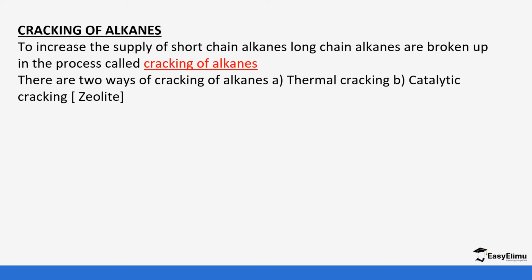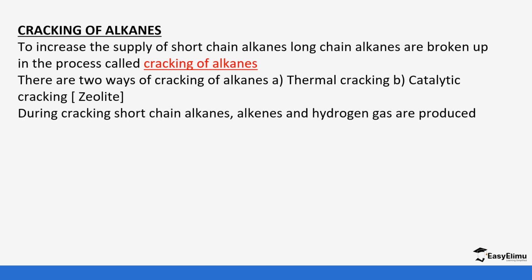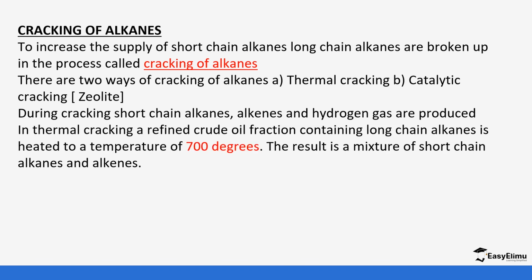Cracking is done in two ways. We have thermocracking and we have catalytic cracking. During cracking, short chain alkanes and alkenes and hydrogen gas are produced. Actually, when we discuss the sources of hydrogen, we said one of the sources of hydrogen is the cracking of long chain alkanes. So in thermocracking, a refined crude oil fraction containing long chains of alkane is heated to a temperature of 700 degrees Celsius, and then the resulting mixture is of short chain alkanes and alkenes.